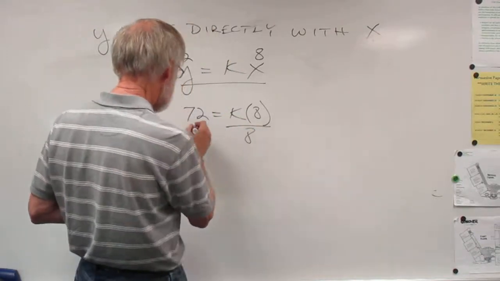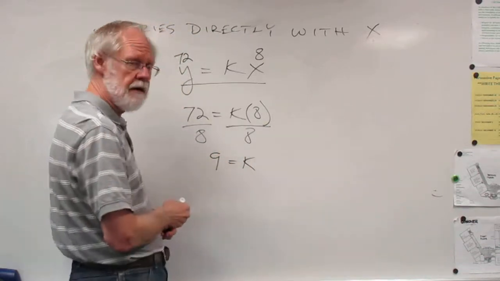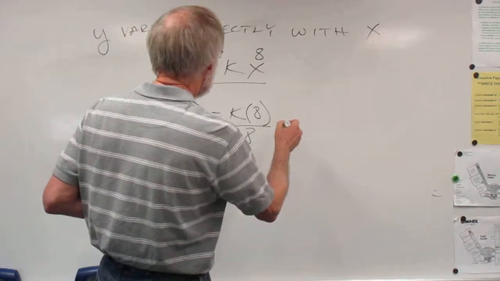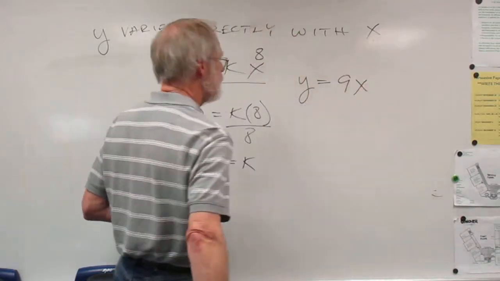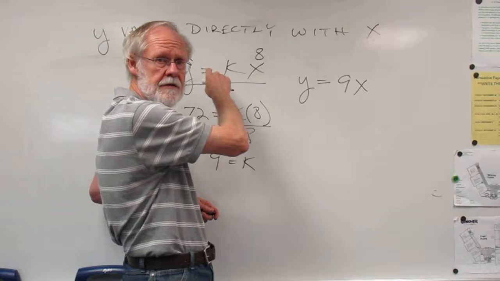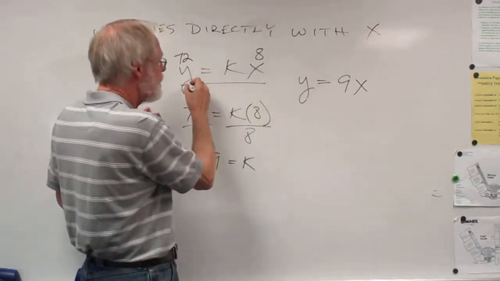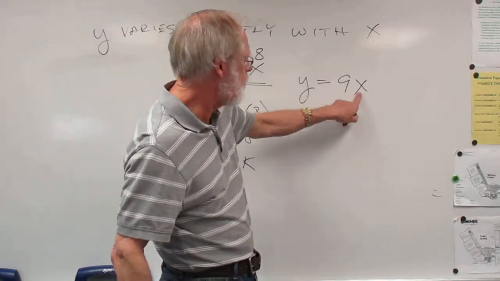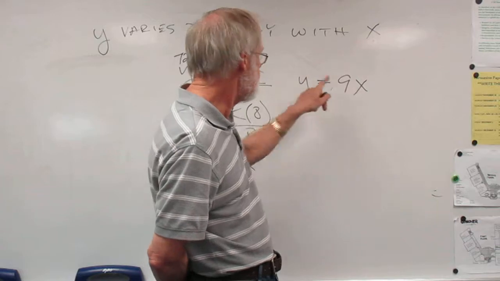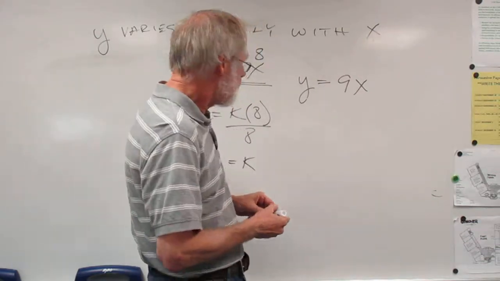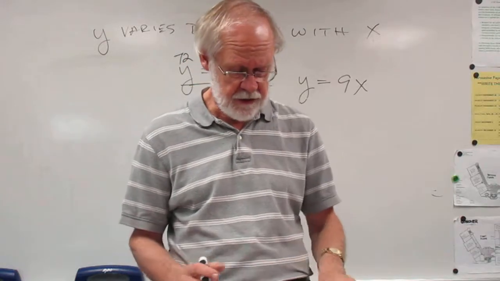So I'm going to divide by 8, and I get k equals 9. All right? Now I have an equation, y equals 9x. Now if I put an 8 in, I get a 72 out. 8 times 9 is 72. But now I've set it up in such a way that I can put any number I want in for x. I can put a 1 in and find that y is 9. I can put a 2 in and find that y is 18. Okay, and that was our goal in this case, was to establish the equation.